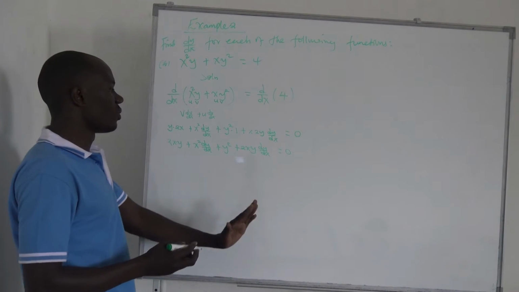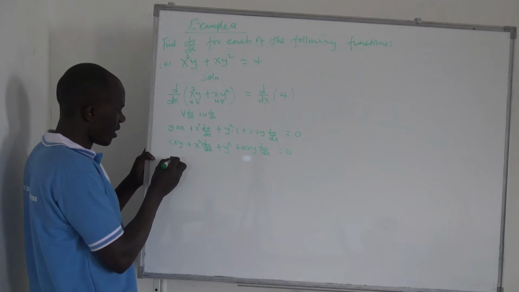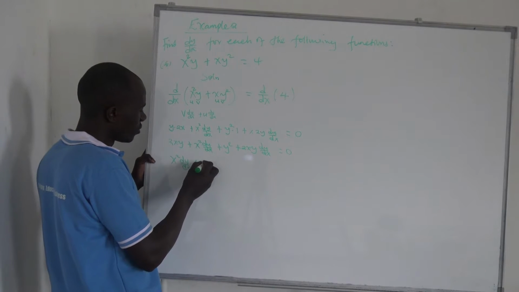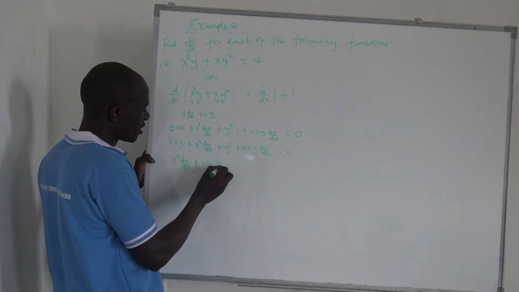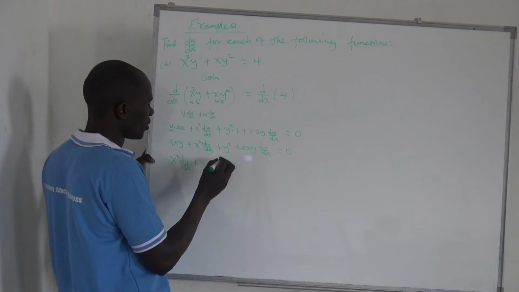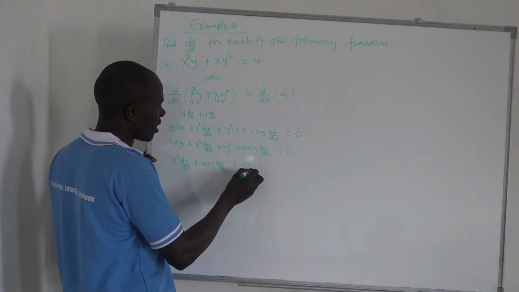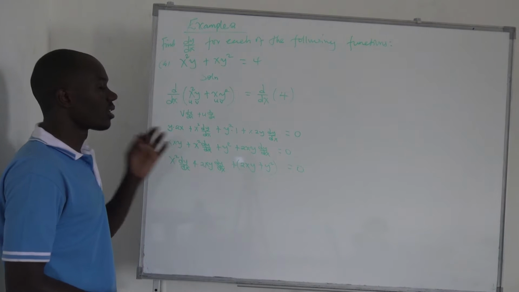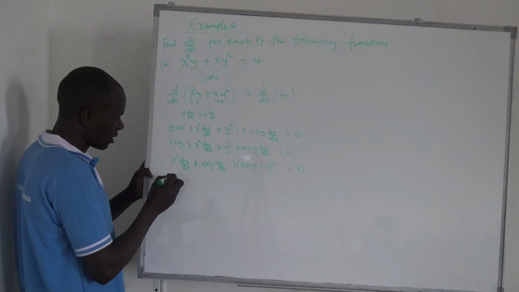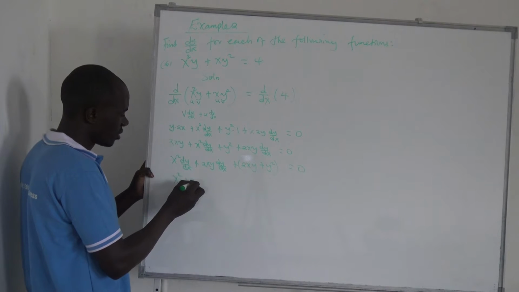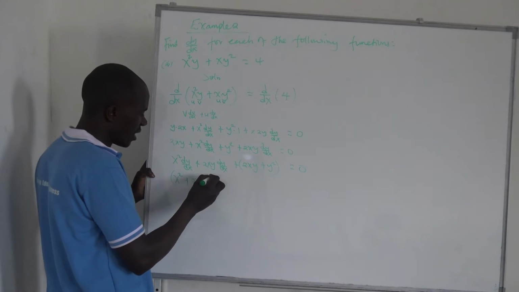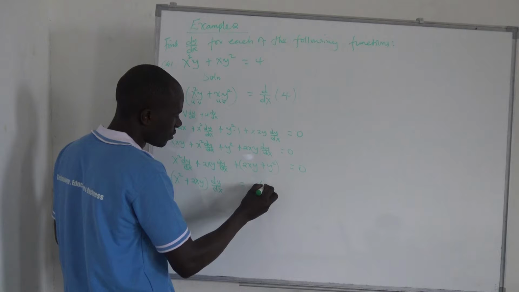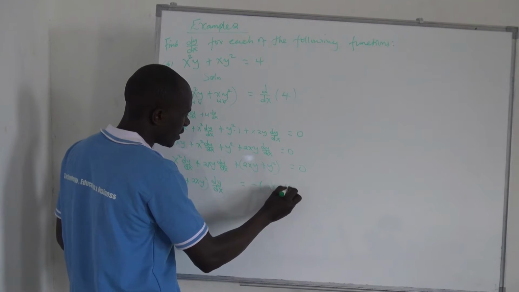So those terms with dy/dx, bring them together. What are we going to have? We have x squared dy/dx plus 2xy dy/dx, plus, bring those terms with no dy/dx, 2xy plus y squared. The whole thing equals 0. Here, factor out what is common. What is common is dy/dx. We remain with (x squared plus 2xy) dy/dx. Put that on the other side, equals negative (2xy plus y squared).